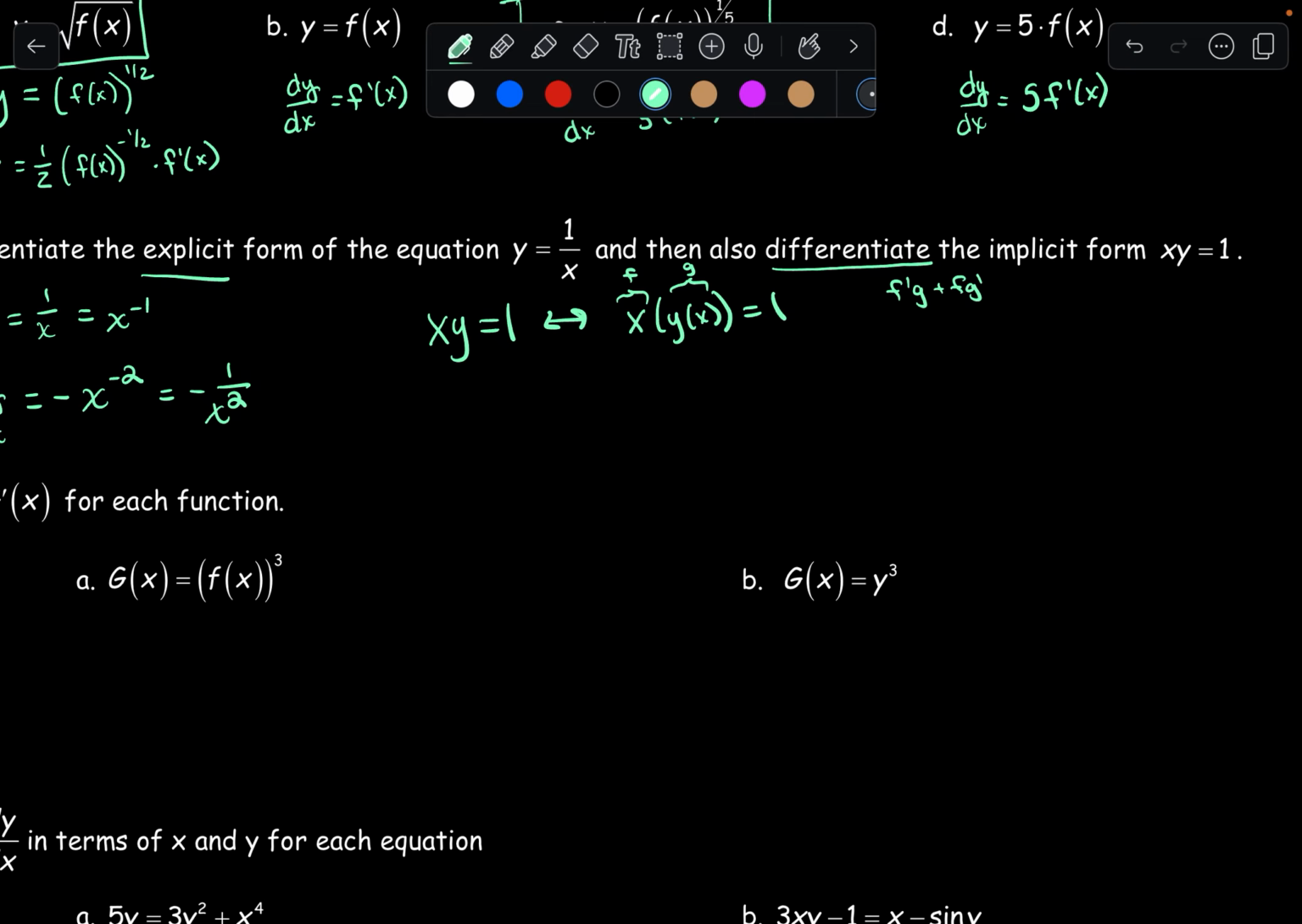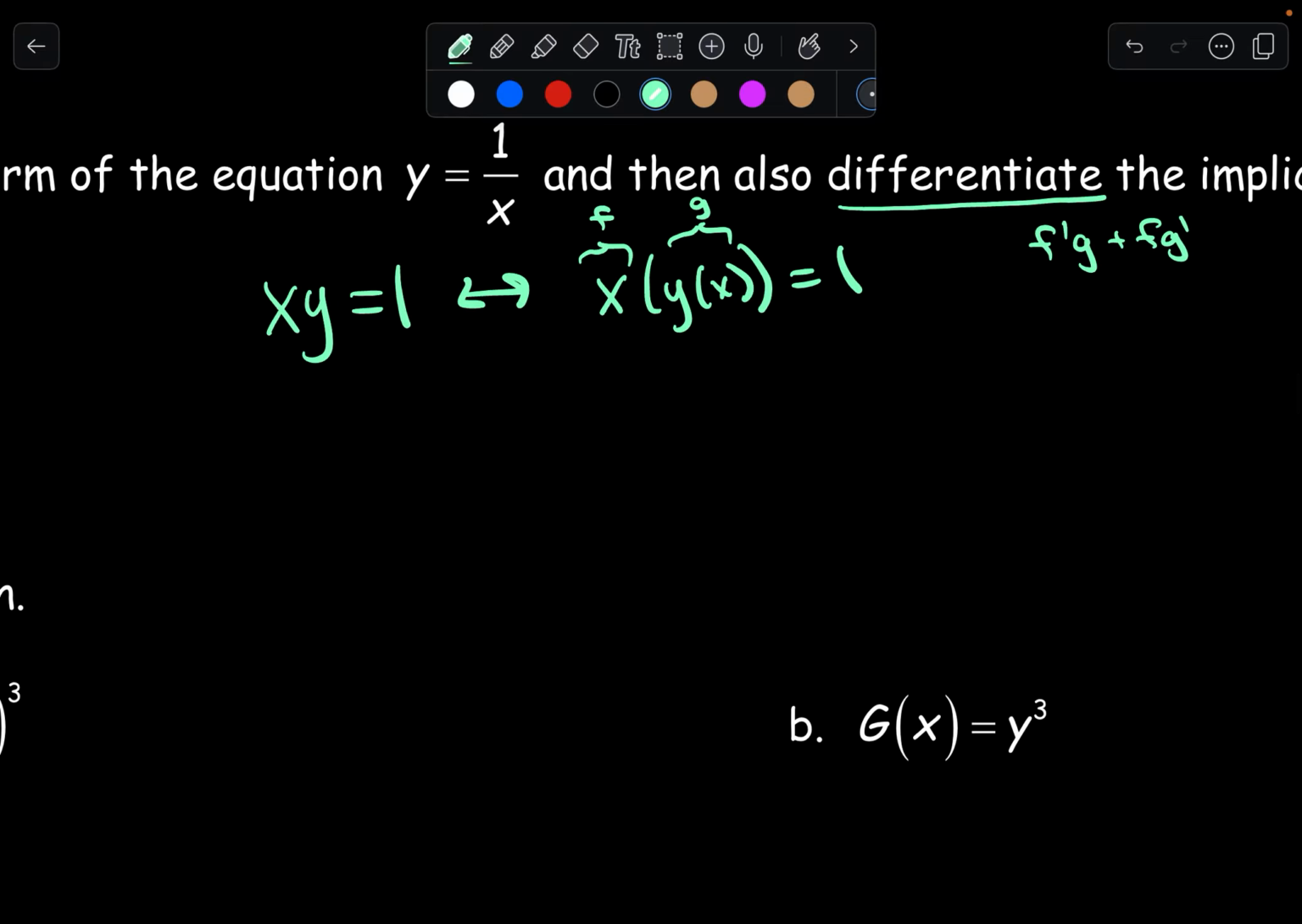All right, so f prime is going to be the derivative of x. The derivative of x is 1. And then we have times g, which is just y. And then plus, we have f, which is x, times g prime. So g prime is going to be the derivative of y with respect to x, okay?